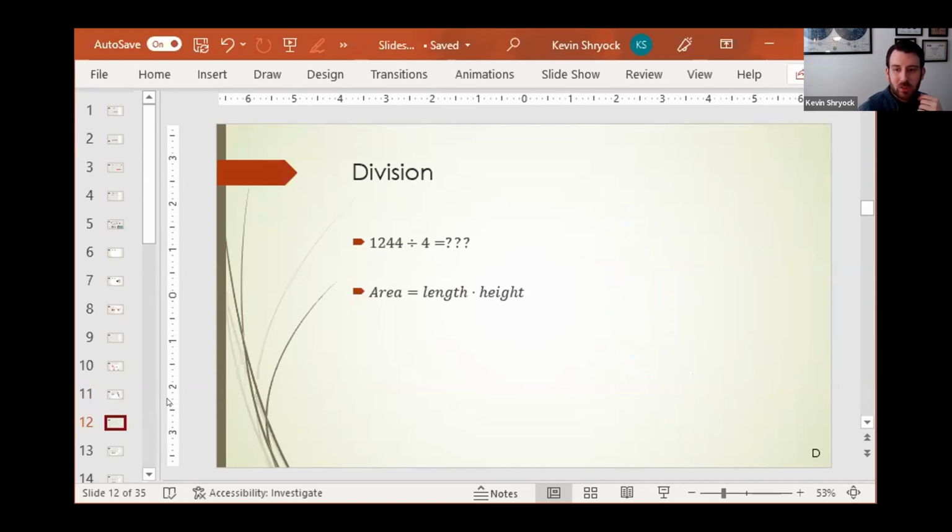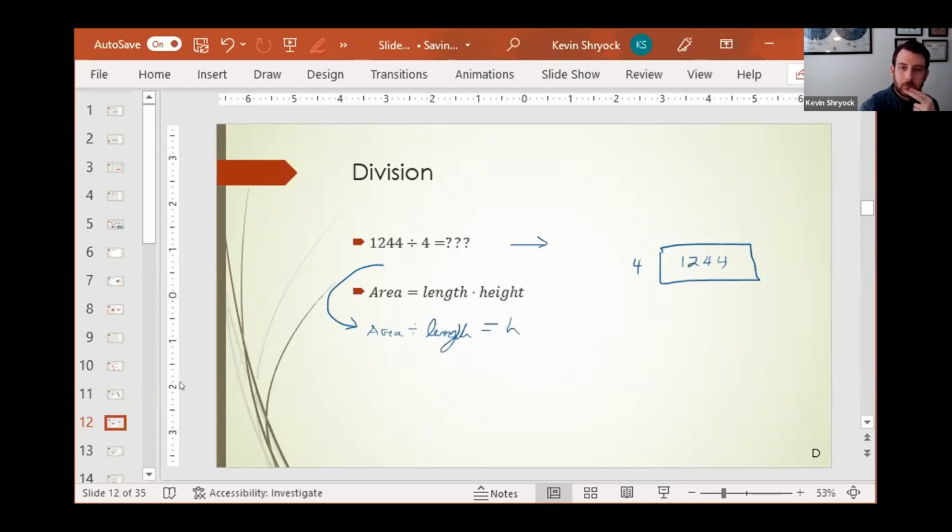Well, if area is equal to length times height, then I should be able to rearrange this equation to make it area divided by length is equal to height. And that, therefore, allows me to model this entire thing as a rectangle. I'll put the 1244 as the area because it's the number that's being divided. And then the divided by 4, the 4 would need to be one of the lengths.